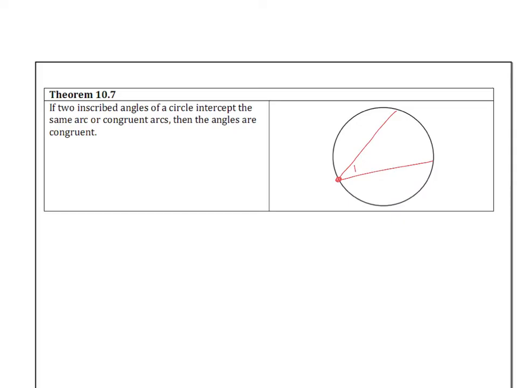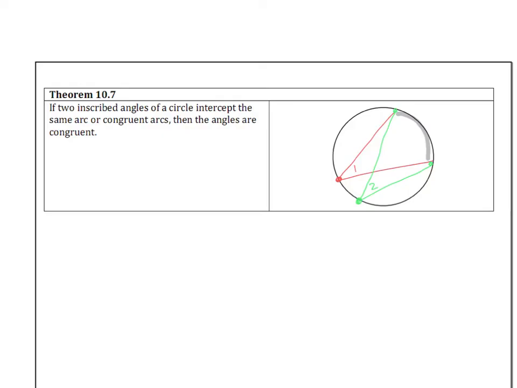Now we're going to draw a second inscribed angle, but it needs to open up to the same arc. So for instance, like this. It's an inscribed angle. Its vertex is right on the circle, but it opens up to that same arc over there. Here's the arc over here. And let's call that angle 2.